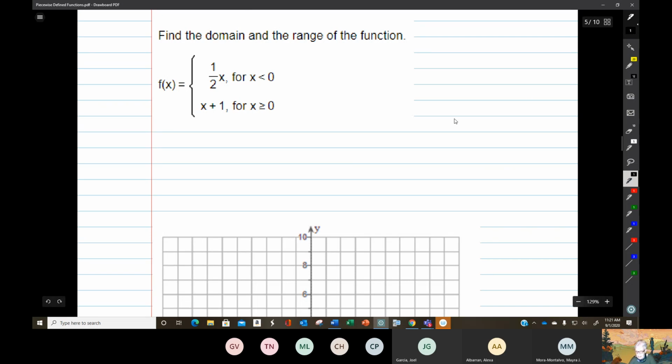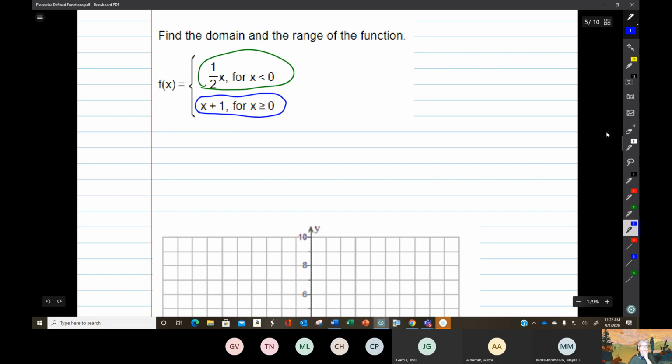Instead, let's let this be green. And this be blue. And that's just for me. It's not something you have to do. It just makes it easier, I think.